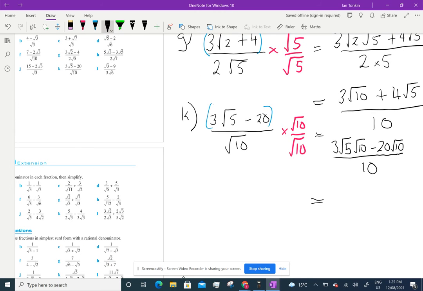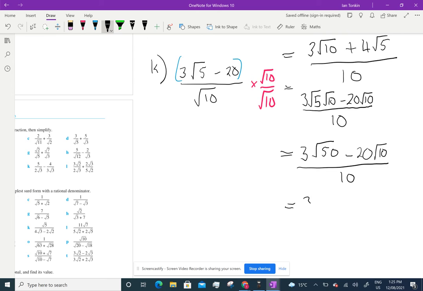So then I get 3. Now, I can multiply that. Yeah, it's going to be easier. I'm just going to write 3 root 50. There is another way. I'll show you in a minute. And here I got minus 20 root 10 over 10.